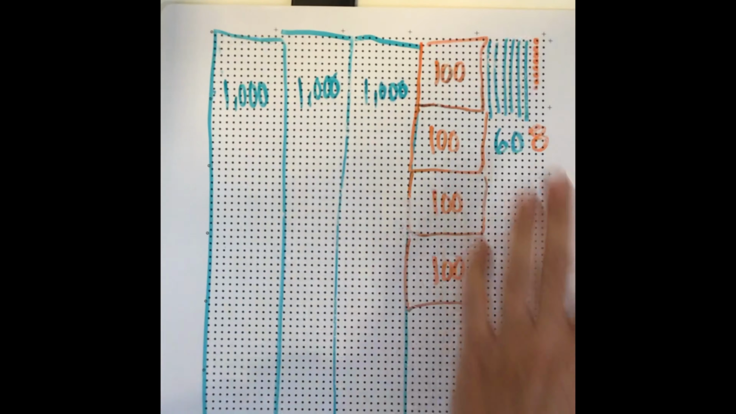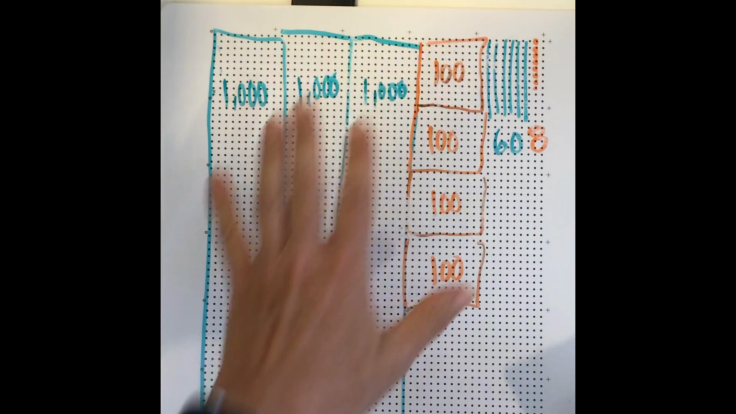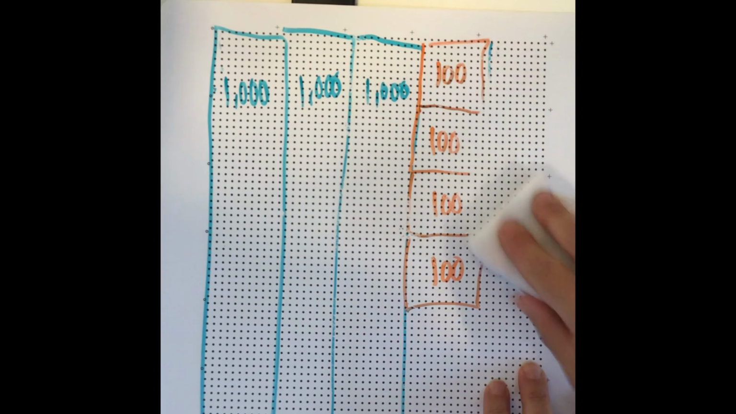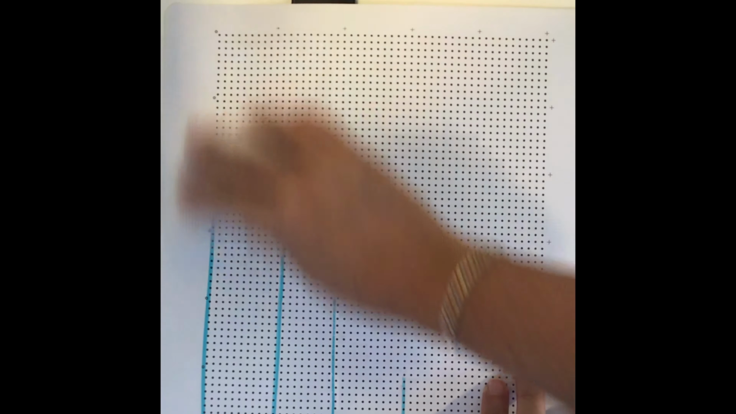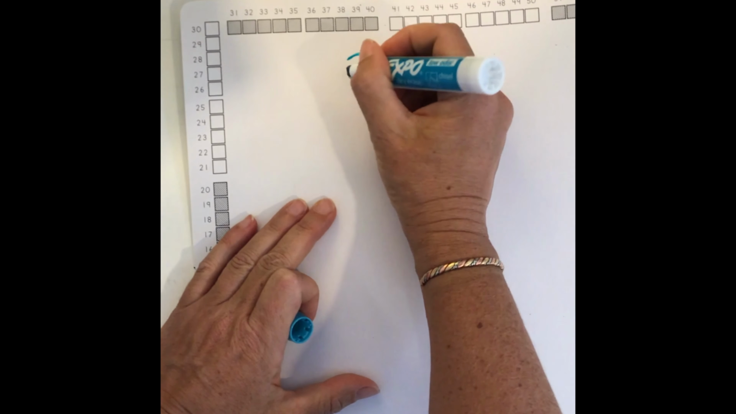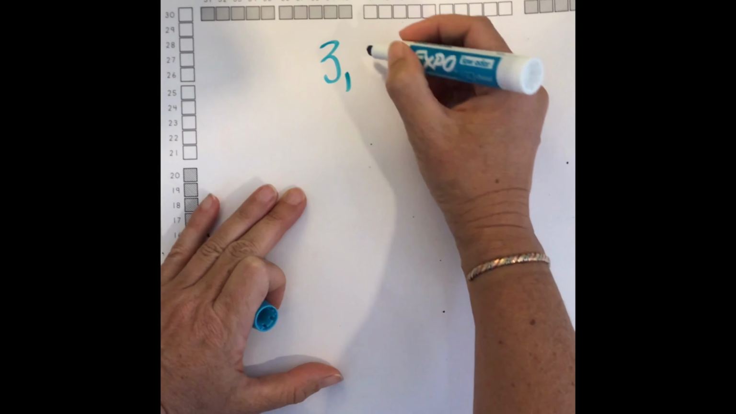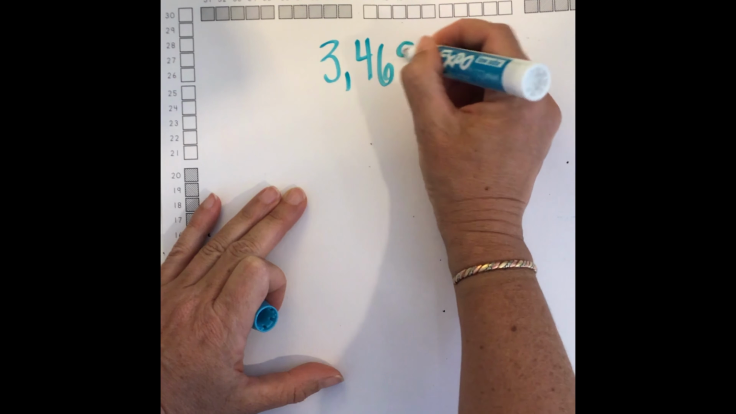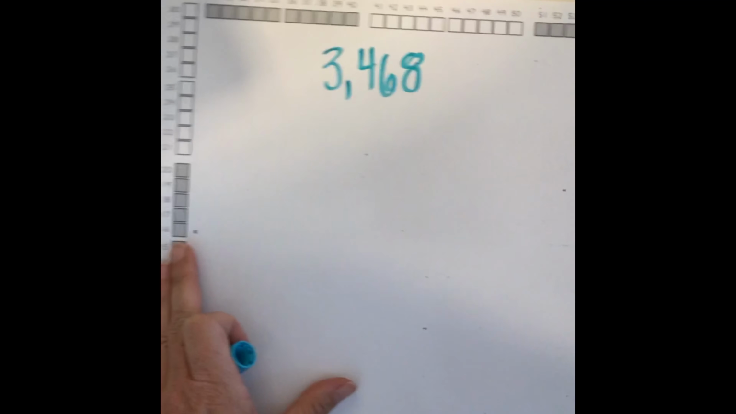Okay, I'm going to show you a shortcut. Because this is really challenging. My pictures get really big and it's hard for me to manage, especially if I want to draw a really big number. So what if I wanted to draw that same number, only using a little bit of a shortcut? Remember, my number was 3,468.